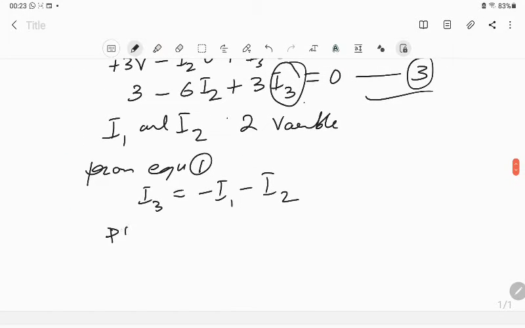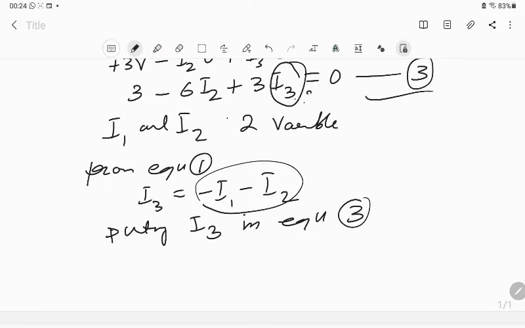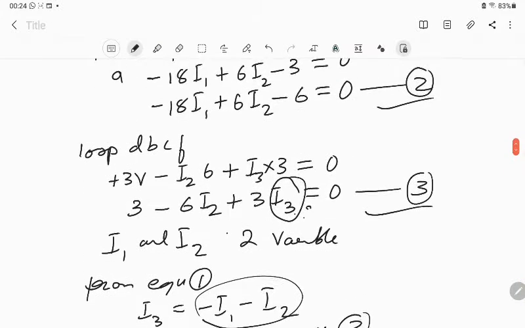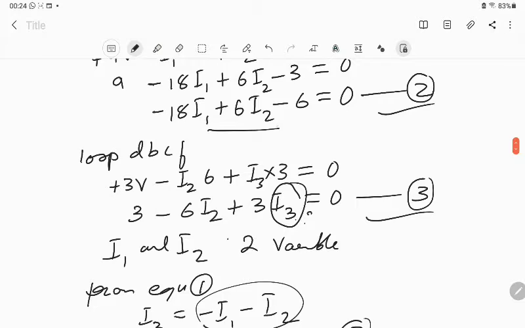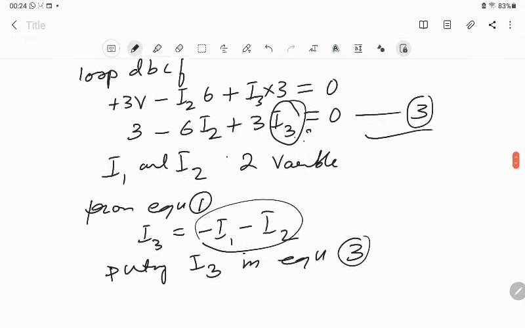Now putting I3 in equation 3. This I3, we have to put this one, so that I will have an equation with I1 and I2 only as variables. So here also we have I1 and I2, so I'm making it in terms of I1 and I2.